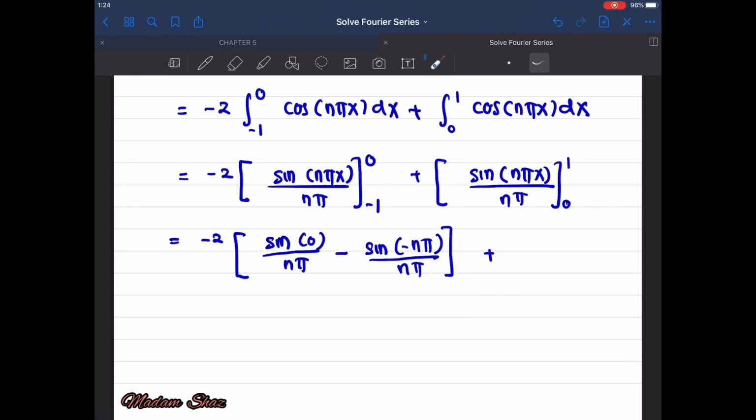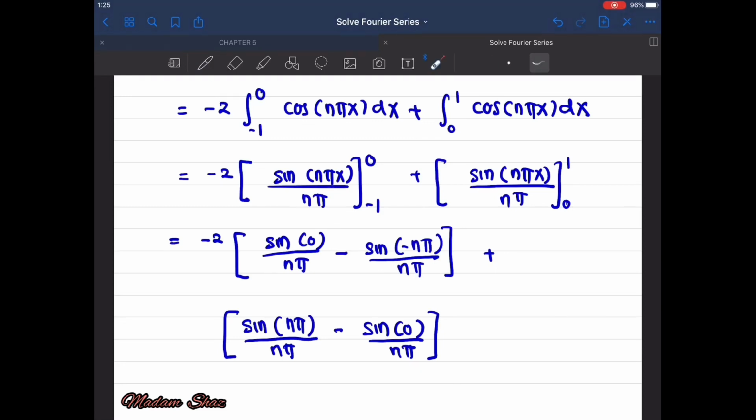Plus, substitute the second limit, sine n pi x, x will become 1. N pi multiplied by 1 will become n pi. So this one will become sine n pi. Sine n pi divided by n pi minus 0, substitute to the position of x, n pi multiplied by 0 will become 0. So this one is sine of 0 divided by n pi.